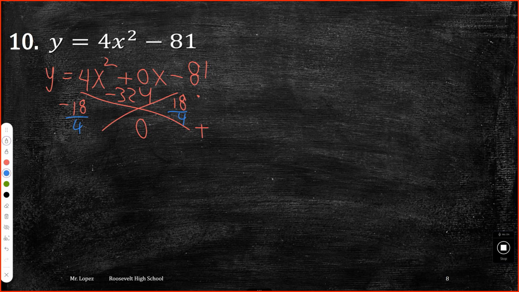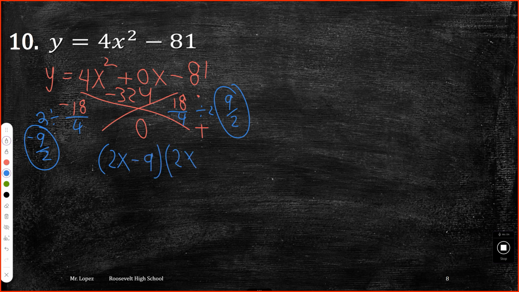And we got to reduce. What's the biggest number that goes on top and bottom? It's going to be what? 2? Yes? Which is going to be what? The answer is going to be what? Negative 9 over 2, and this is going to be negative 9 over 2 divided by 2, 9 over 2. And it's going to be bottoms up. It's going to be what? 2x minus 9, 2x plus 9. And that's equal to y.